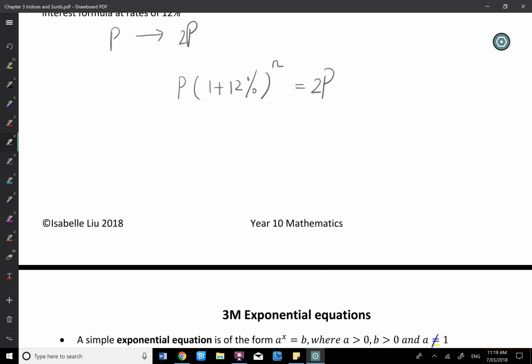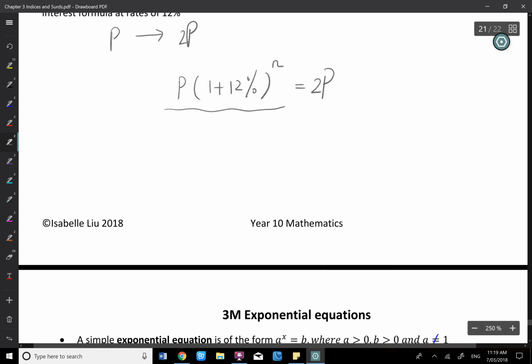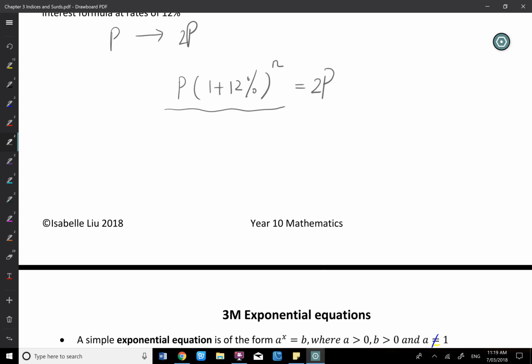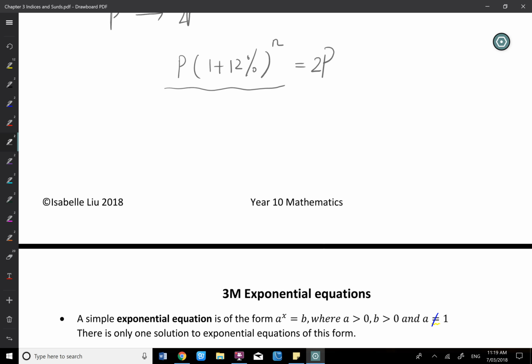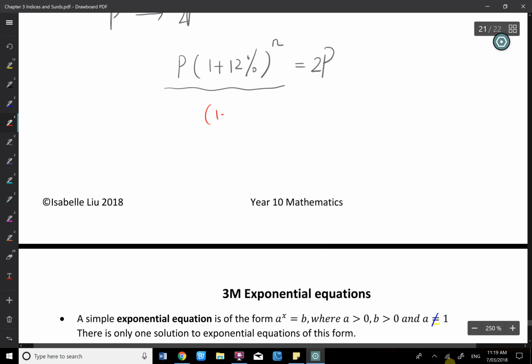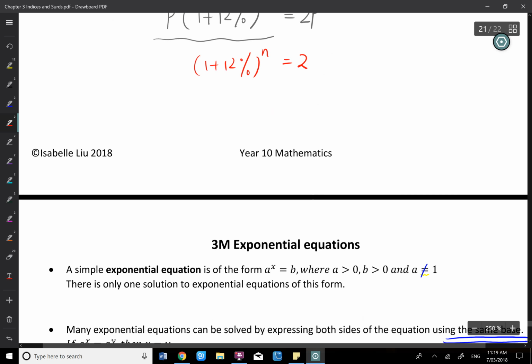So I have P. This is the compound interest formula. That's the amount of money P, and then I will have this interest rate to the power of n. The amount of money I want to receive is 2P, because n is still varying, so I can solve for this. I have P and n in one equation, which I can't solve directly. But what I will do is 1 plus 12% to the power of n. I can divide P on both sides, so I just have that.